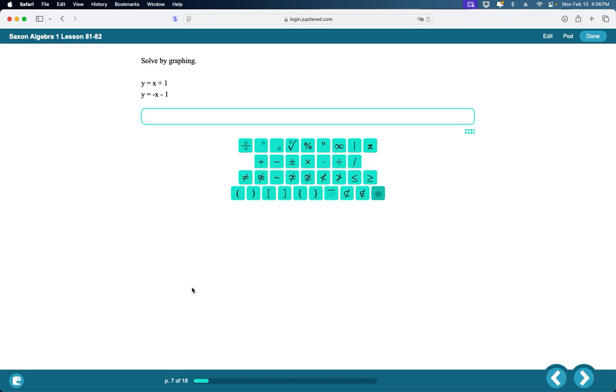So I go back in here and I type it. -1, 0 is my answer, and I check it, and it's correct. So that's how you would solve by graphing without being given the graph. It's asking you for the coordinate point where they intersect, where those two lines intersect.